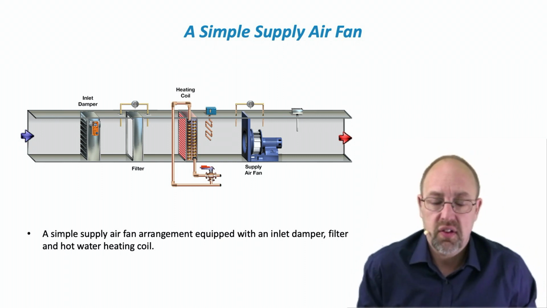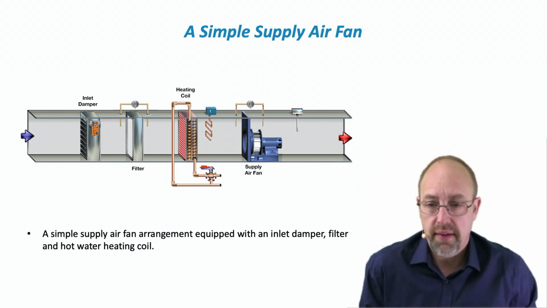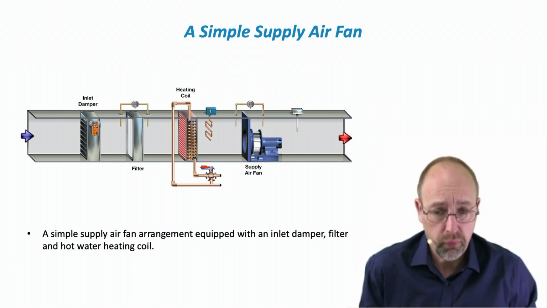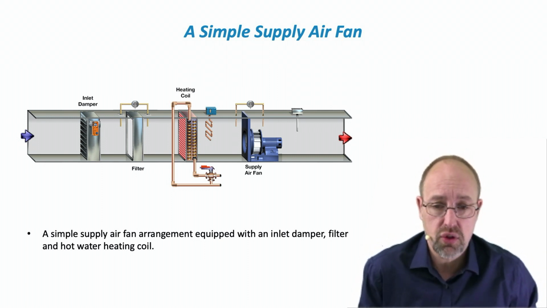What this is, is a graphical representation of a very, very simple fresh air fan. On the left-hand side, we've got air coming in through an inlet damper. The inlet damper opens and closes when the system's running. We have an air filter. Then the air moves over a heating coil, which is controlled by a valve at the bottom.